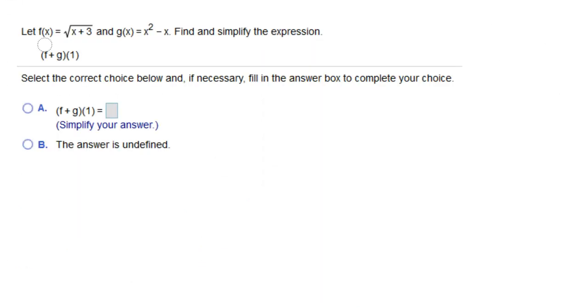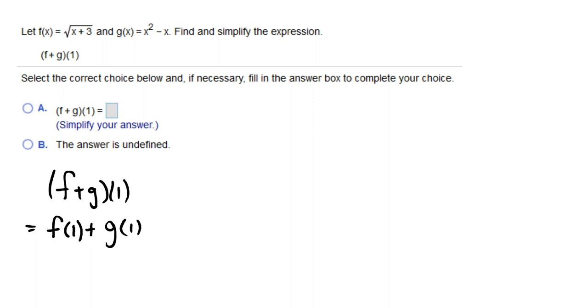This question says, let f of x equal square root of (x plus 3) and g of x equal x squared minus x. Find and simplify the expression. We have (f plus g) of 1. I want to find (f plus g) of 1. There are two different ways I could go about doing this. I could first substitute 1 into f, substitute 1 into g, and then add my answers together.